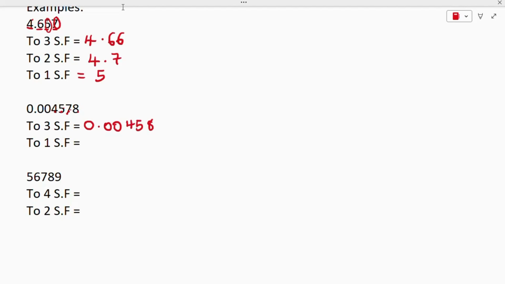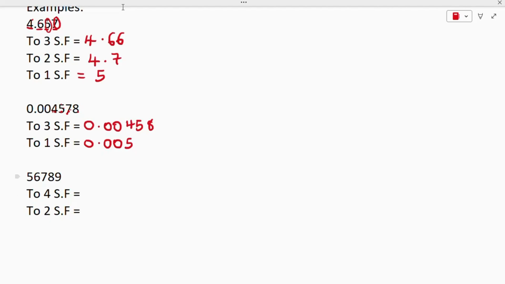So we have this to be 0.00458. Now lastly, to 1 significant figure, we have this to be 0.00, and the 1 significant figure is 4. You take a look at the digit after the last significant figure, and we have this to be 5. And they said if it is 5 or more, we simply add 1. So if we add 1 to 4, this is going to become 5.